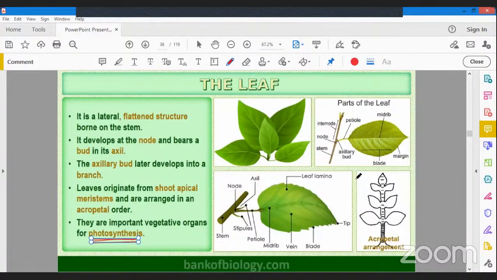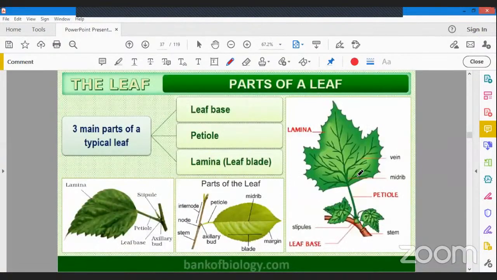Done. So we go to the next part. Okay, so look, which are the parts of the leaf? Leaf base, petiole, lamina. So what is the leaf base? This is the leaf base where it's attached. Petiole is the stalk of the leaf. Lamina is the green part. Take down.